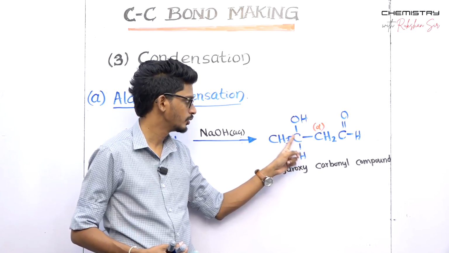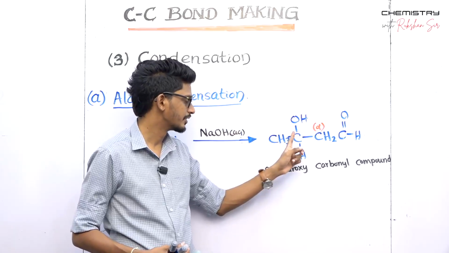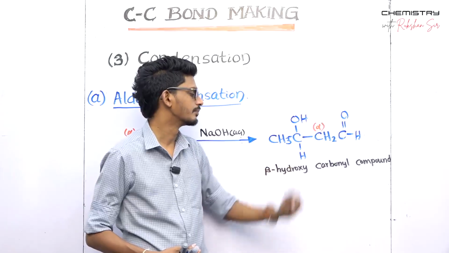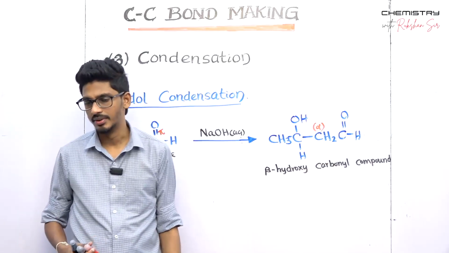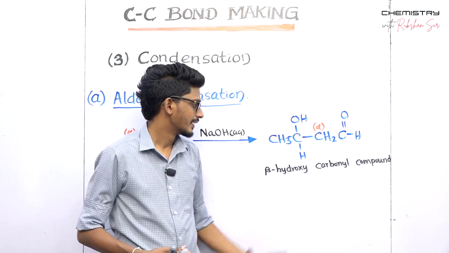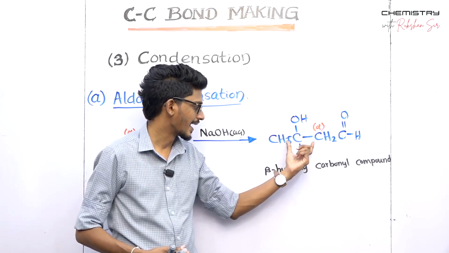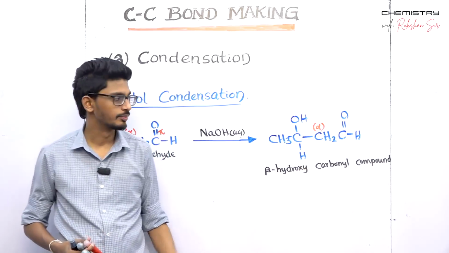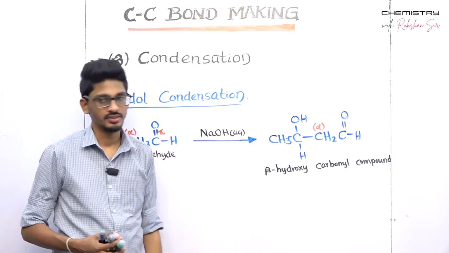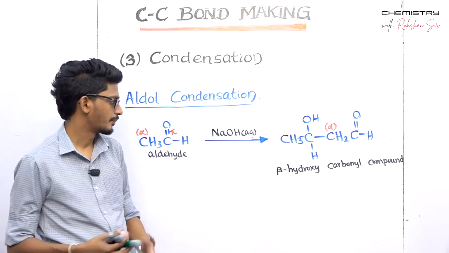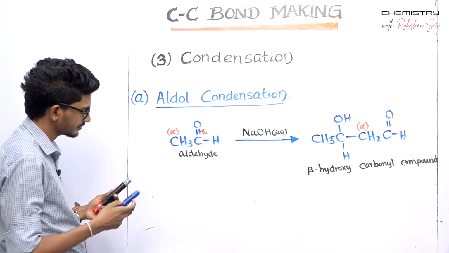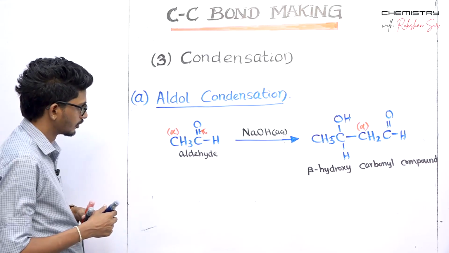That is why this is referred to as a beta-hydroxy carbonyl compound. Right? That is the name given to these aldol condensation products. So beta-hydroxy carbonyl compounds are formed by aldol condensations. Right? I'll come up with another example. So another one.